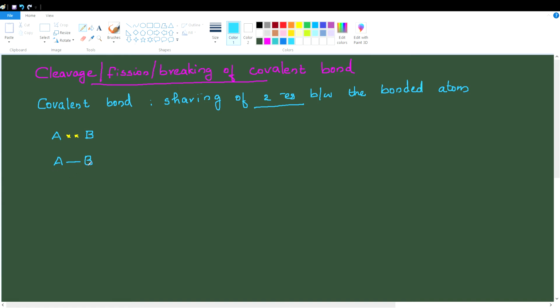During the breaking of this covalent bond, what happens to the electrons? Where shall the electrons go? When the covalent bond breaks, two fragments are obtained, right? The fragment A and the fragment B. Where shall the electrons go? We have two possibilities. First one, both the shared electrons move towards one of the bonded atoms, right?